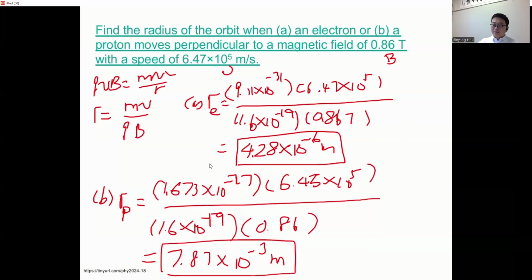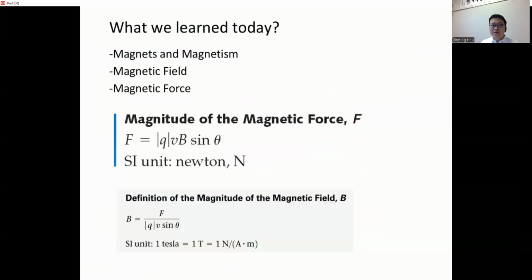All right, so let's quickly sum up what we learned today. We talked about magnets and magnetism, what causes a magnetic field, and how to use magnetic field lines. Then we talked about the magnetic force on a charged particle moving inside a magnetic field. The magnitude is given by this equation, and you use the right-hand rule to determine the direction. The magnetic field can be calculated once you know the magnetic force.